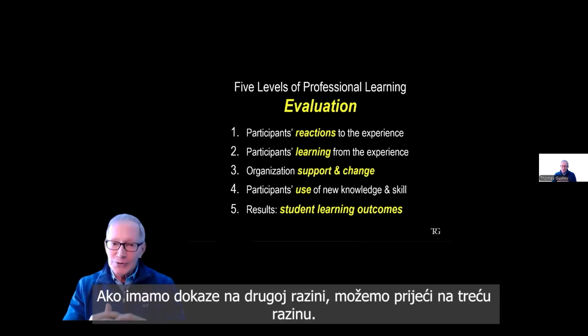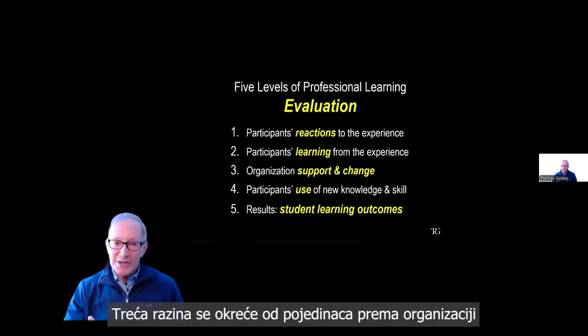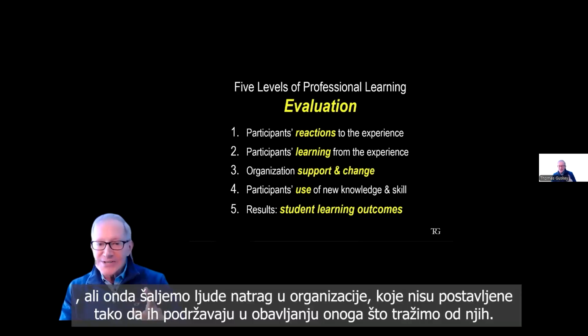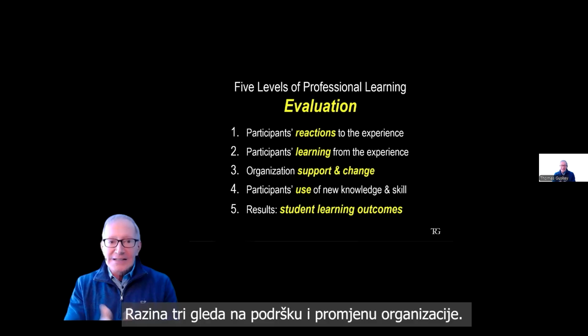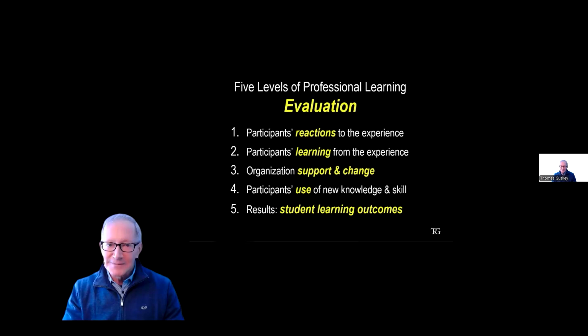If we have evidence at level 2, we can move on to level 3. And level 3 actually turns away from individuals to the organization. Because what we've discovered is often we do things right from an individual training perspective, but then we send people back into organizations that are not set up to support them to do the things that we're asking them to do. Level 3 looks at that organization support and change. Did participants have the support that they needed in order to implement those ideas with some degree of fidelity?